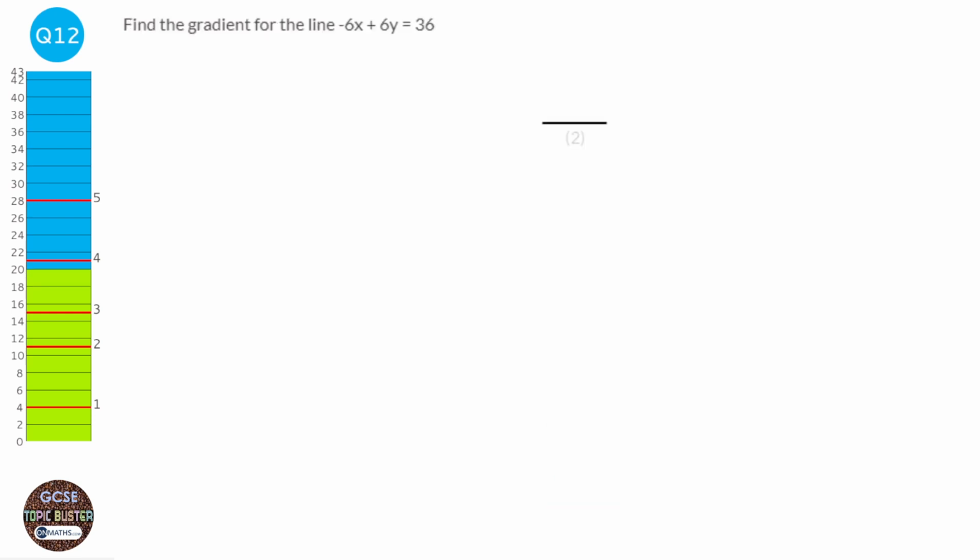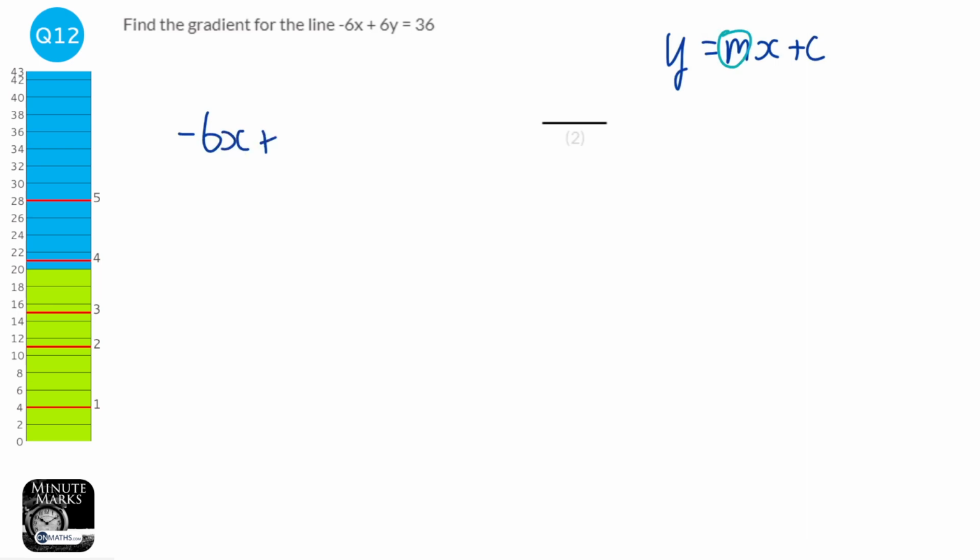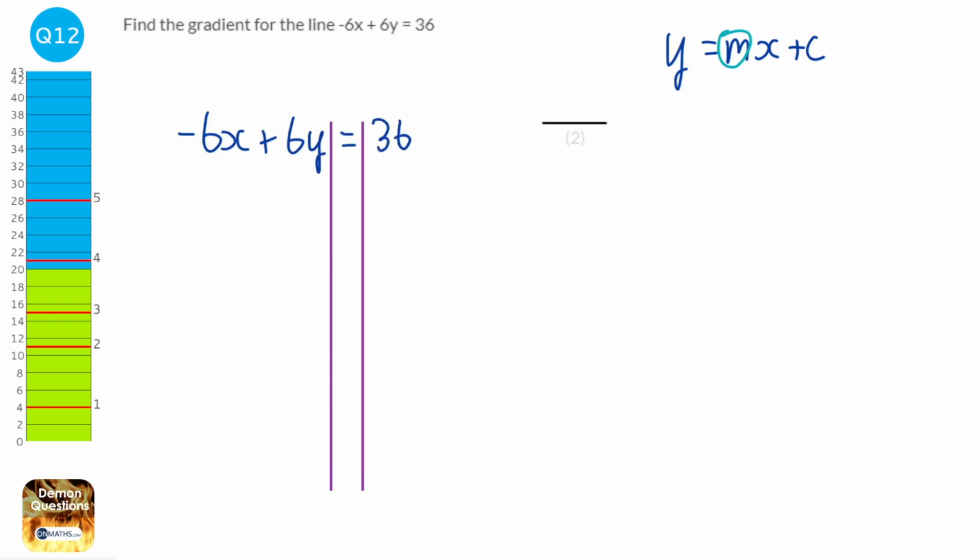So to find the gradient, we need the equation in the form y equals mx plus c. And the m there will give us what the gradient is. So we're just going to be rearranging this equation. And so I'll get my lines in. So the first thing I'm going to do is get rid of the x's from the left-hand side. And we can do that by adding 6x both sides.